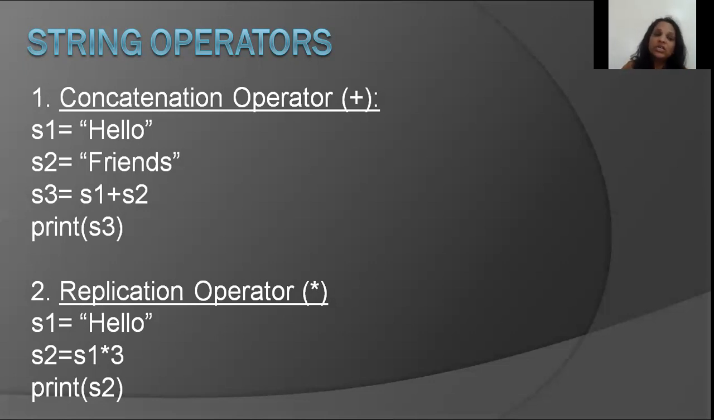I could have written 3 into S1 also. It would still mean multiply S1 3 times, which means repeat, because this is not the multiplication that we see in maths or numeric values. It's talking about replication. Is that clear? Now, in both these examples, I have print S3 and in the second one I have print S2. I need not even have S3. In the first example, I could just write print S1 plus S2, not involving a variable at all. And in the second one, I could write print S1 into 3. So no need to store it into a variable. You can directly print. Is that clear? Okay, so that's the first two operators.